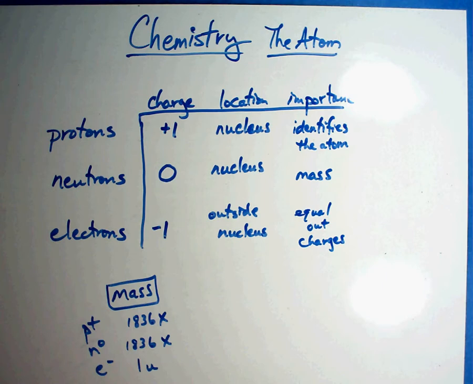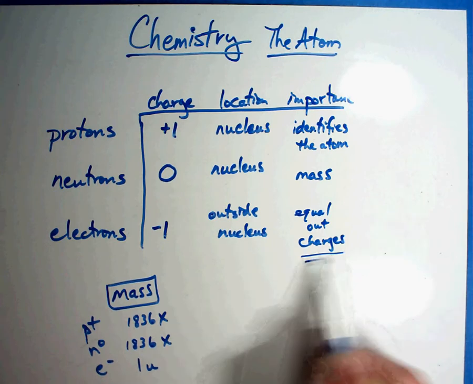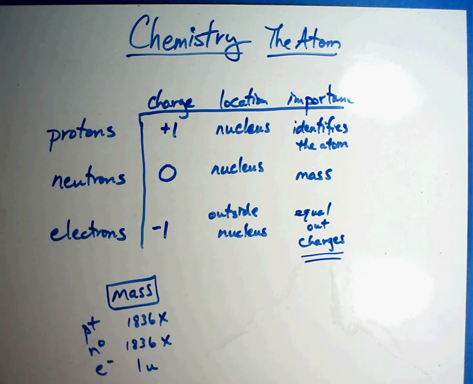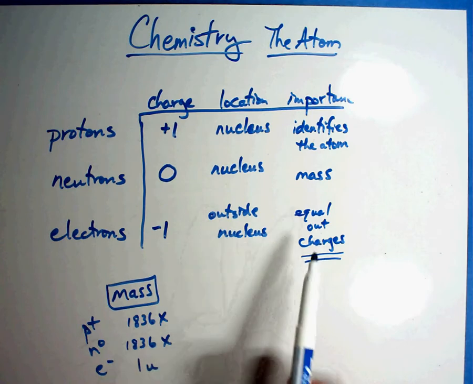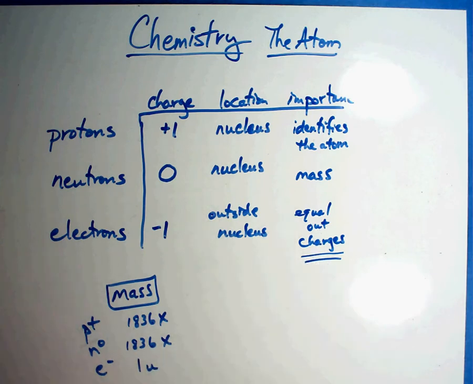Now, does that mean electrons are not important? That's not true either. Protons identify the element, but the electrons are needed to balance it out. Even though they almost have no mass at all, their job is incredibly important. Now, in the past, I know that you've learned protons, neutrons, and electrons and their locations. This is just a reminder of what they are, where they're located, and their importance. And what we're going to do in the next session is we're going to start using those things.